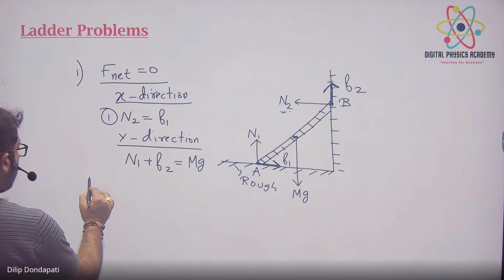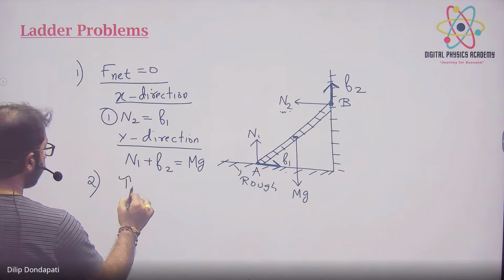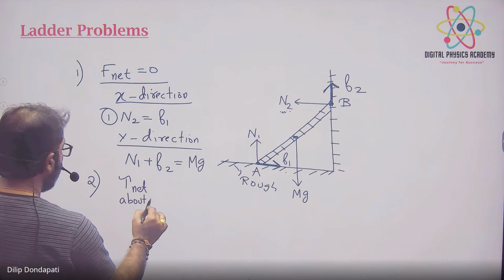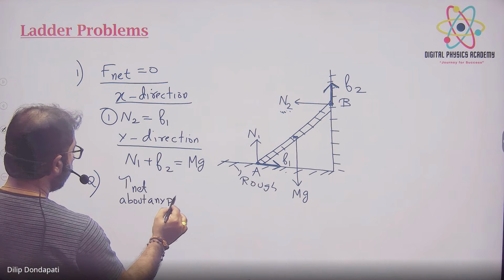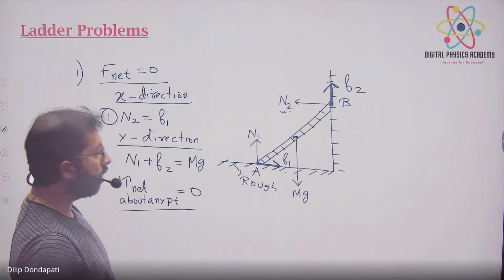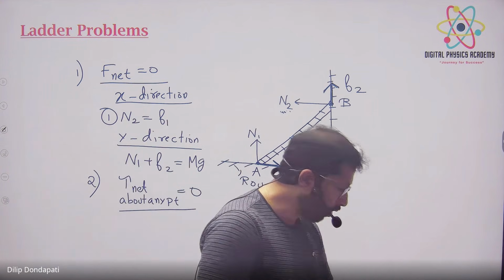Okay. Second condition क्या है static equilibrium का? Net torque about any point is 0. About any point is equal to 0. Okay. Now किधर लेगा net torque? Which point will you take? Tell me. Which point you want to take?